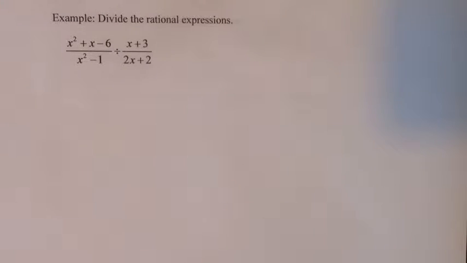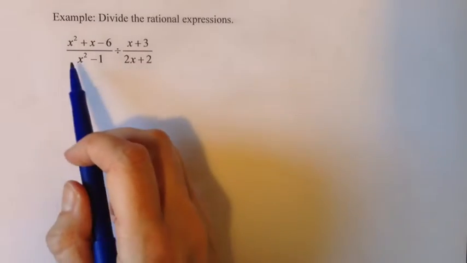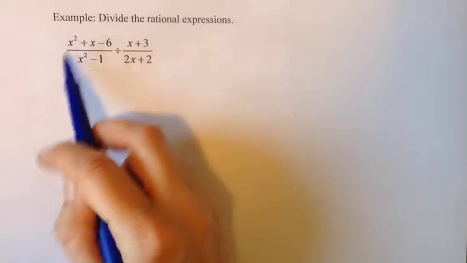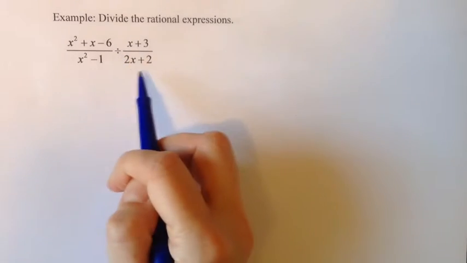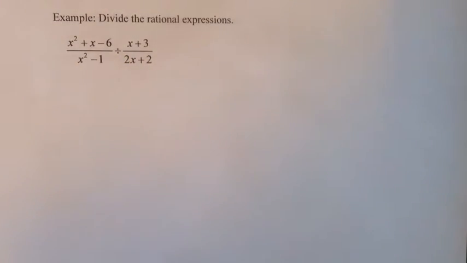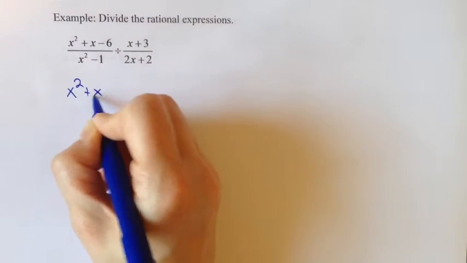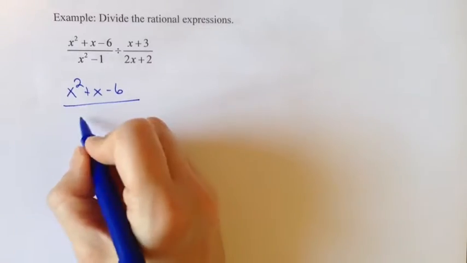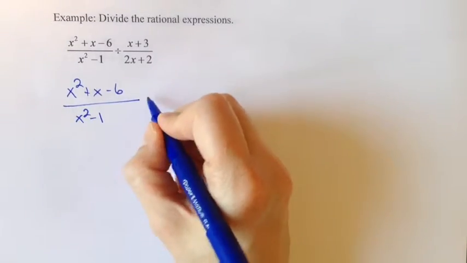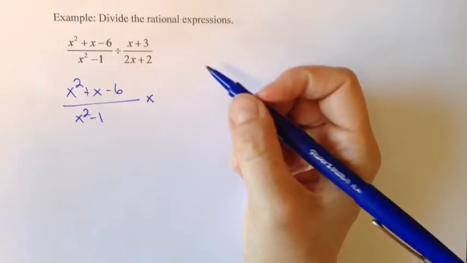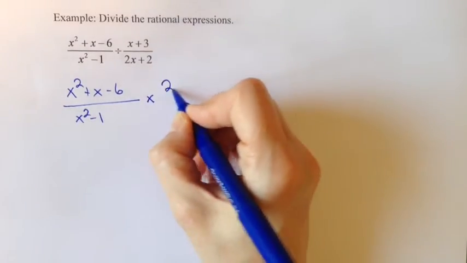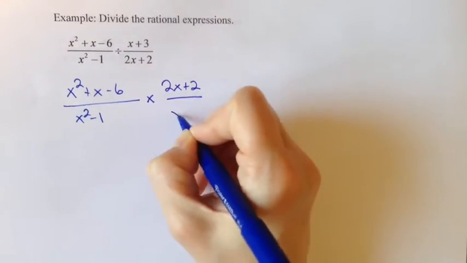Let's do another example. It looks like this time we're probably going to have to factor some things. Still, my first step when I see one big thing divided by another thing is to flip the second one and rewrite it as multiplication. Then we'll worry about what happens from there. So I leave the first one alone, x squared plus x minus 6 over x squared minus 1, write down multiplication instead of division, and flip over the second one, 2x plus 2 over x plus 3.